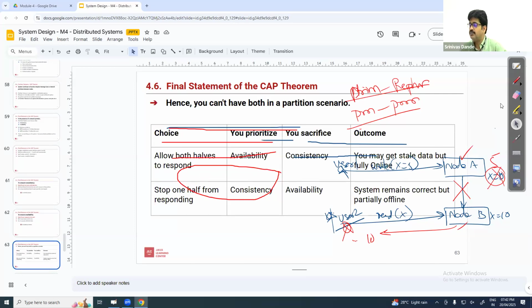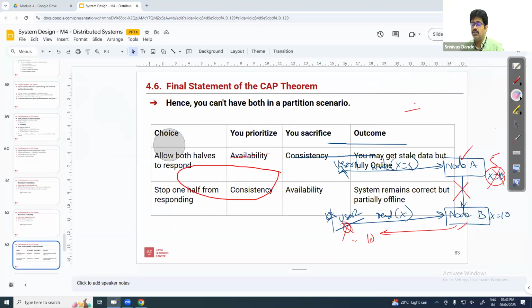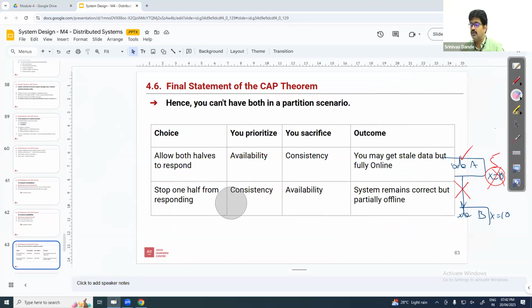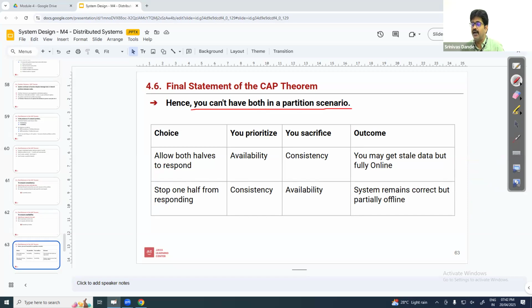Let's see this now. So, hence, the final statement of the CAP theorem: you cannot have both in the partition scenario. Both means you cannot have both C and A. Both are not possible. You cannot have both.